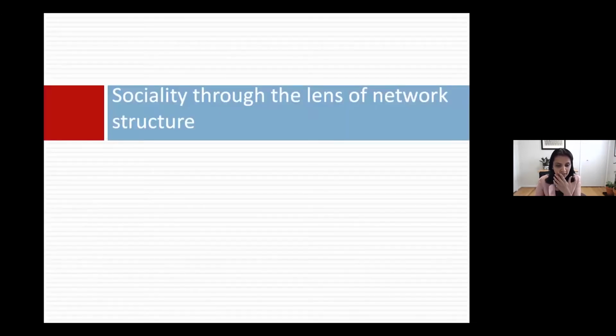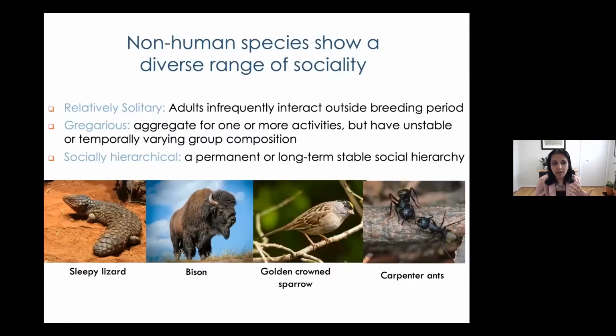So to get started with the first case study I'd like to talk about, I want to talk about how social systems can come in many shapes and sizes. Of course, as humans, we represent one kind of social system, but non-human species show a diversity in their sociality. At one extreme, you might have fairly solitary species and populations in which adults really only interact during their breeding period, and there's not a lot of other cooperation and social bonding going on besides between offspring and parent.